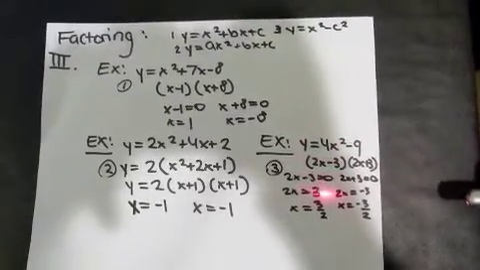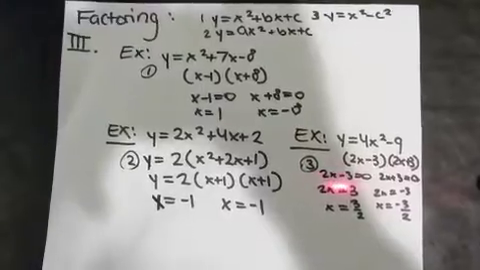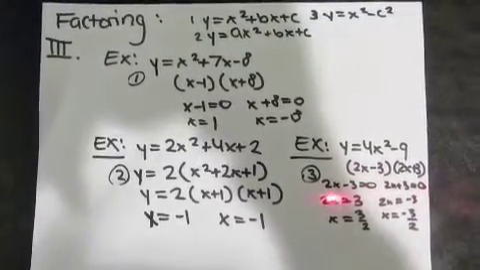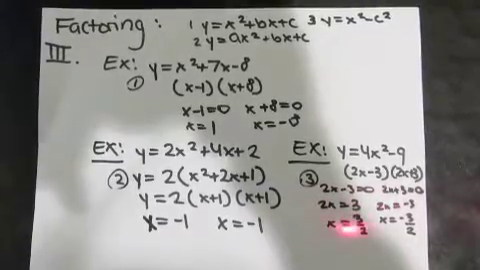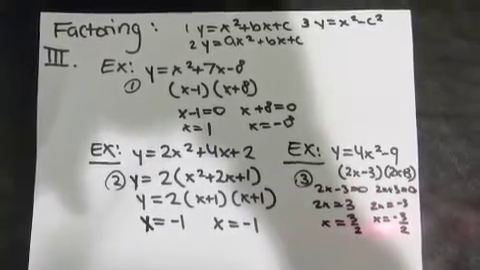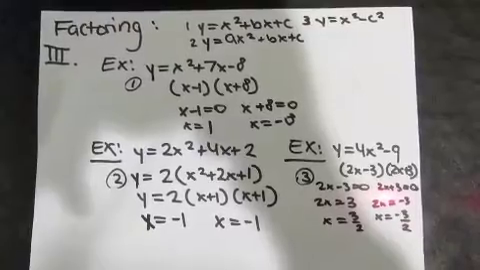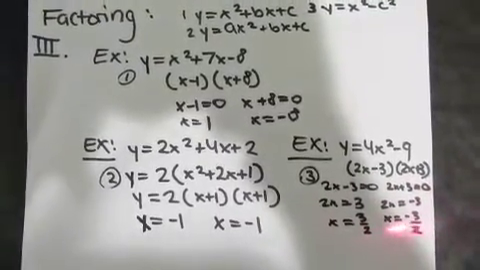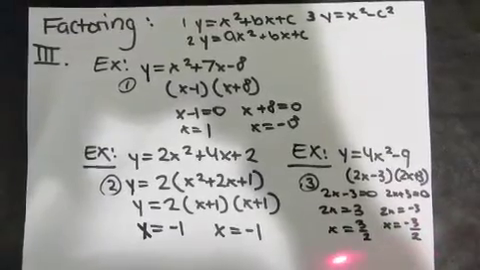Then, in order to find your x-intercept in this quadratic equation through factoring, you set each of them equal to 0. So 2x minus 3 equals 0. That equals x equals 3 over 2. If you set the other one equal to 0, which is 2x plus 3 equals 0, you end up having x equals minus 3 over 2.